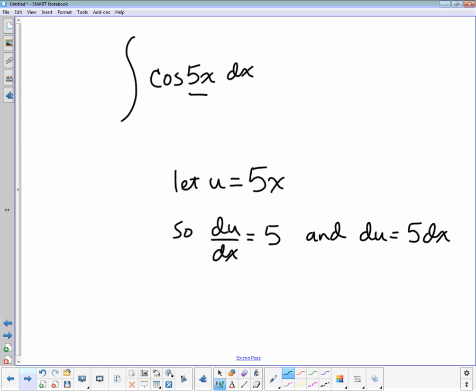It is a very, very useful tool. And sometimes you have to do substitution twice. It's really even weirder. Yeah, goofy stuff. All right, now, this is my du, it's a 5 dx. Well, I don't have a 5 in there, do I? No, I don't. I have to make a 5.